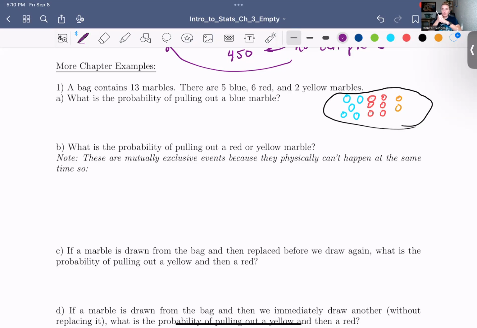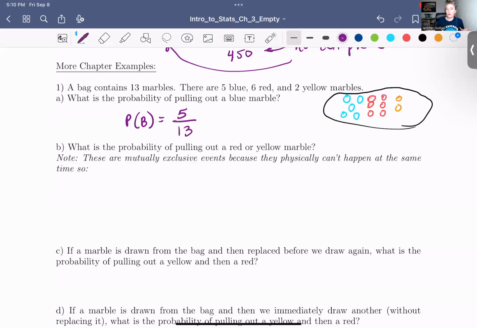So in my bag, you have to think that these marbles we're assuming are all the same size. We have equal probability of pulling out any of them. So to pull out a blue, let's just call it B for blue. The probability of pulling out a blue is out of how many options could we pick a blue one? So let's think of how many there are total. 1, 2, 3, 4, 5, 6, 7, 8, 9, 10, 11, 12, 13 marbles. So out of 13 marbles, there are 1, 2, 3, 4, 5 different ways to pull a blue marble.